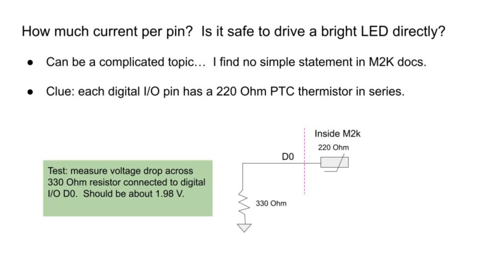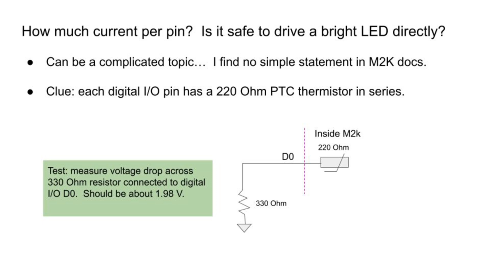Each digital I/O pin has a 220 ohm PTC thermistor in series. This is a protection device. It's essentially a resistor whose resistance goes up as the thermistor heats up, and that reduces the current. So anyway, that 220 ohm thermistor, even at room temperature, is acting at least as a 220 ohm resistor.